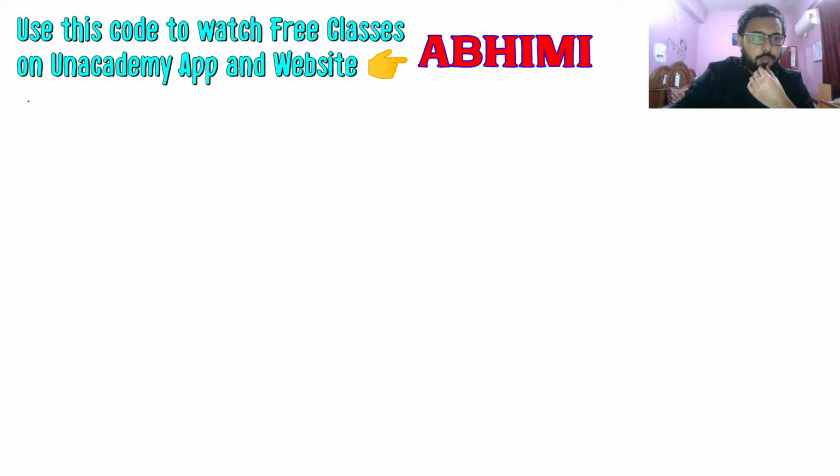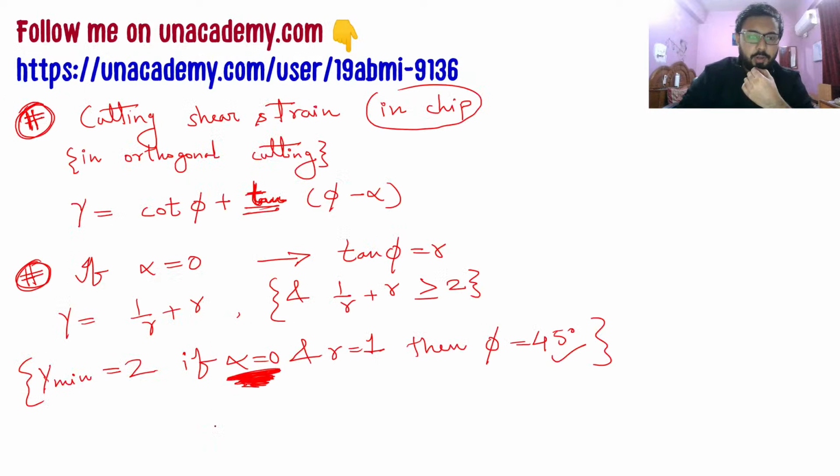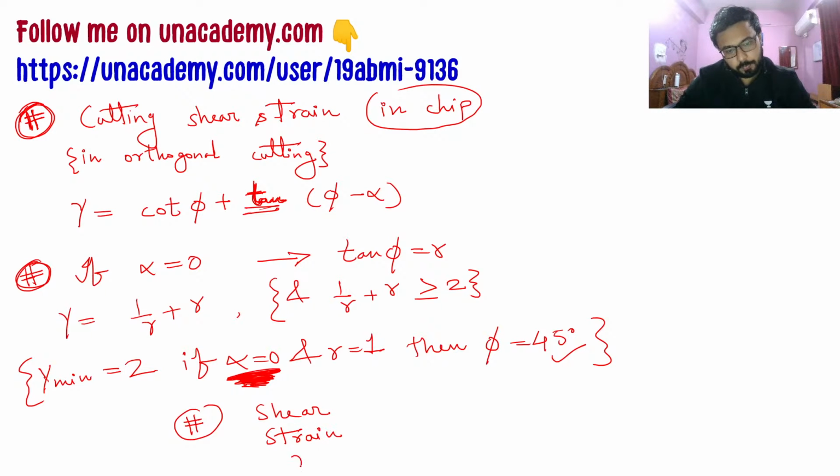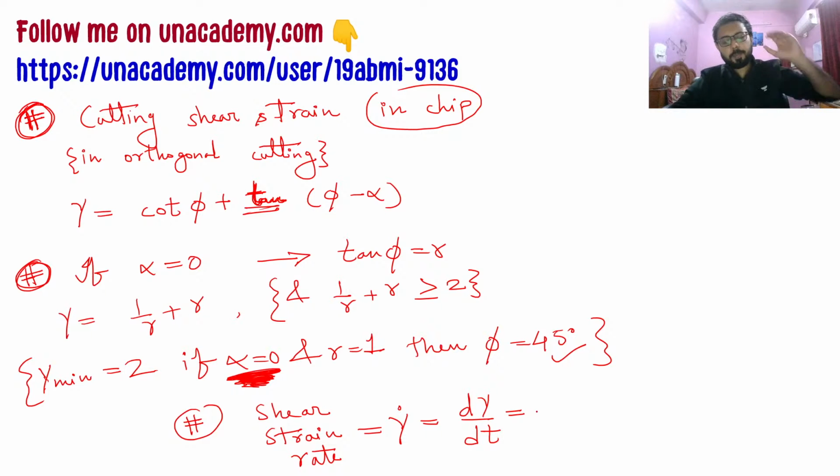Now we were going to discuss the merchant circle, but there are quite a few things that are left, so let's discuss that. One more thing that I should discuss here is the shear strain rate. So the shear strain rate will be simply the rate of change of shear strain with respect to time, and this will be given by the shear velocity divided by the thickness of shear zone.